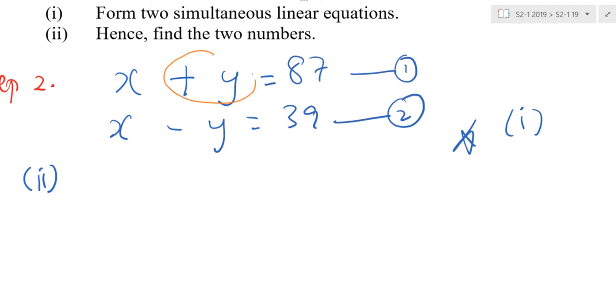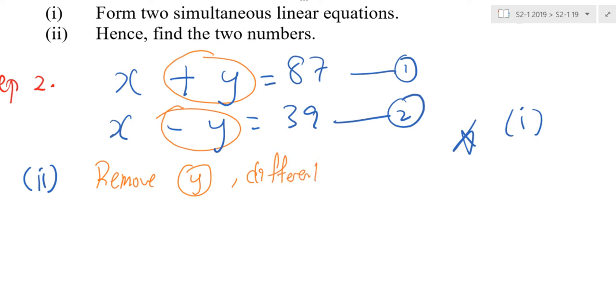So let's do it, Yuting. I want to remove y. This is plus y minus y. Is this same sign or different sign? Different sign. Do you plus the two equation or minus? Do you still remember? So I write down, I want to remove y and it's different sign. Then I will plus. Do you know how?